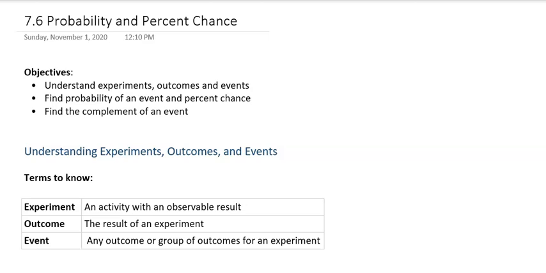So the first thing you need to do is learn the terms. An experiment is an activity with an observable result. It's a little different from a science experiment, but it's the same kind of idea. The outcome is the result, and the event is any outcome or group of outcomes. So that's the event from the experiment.